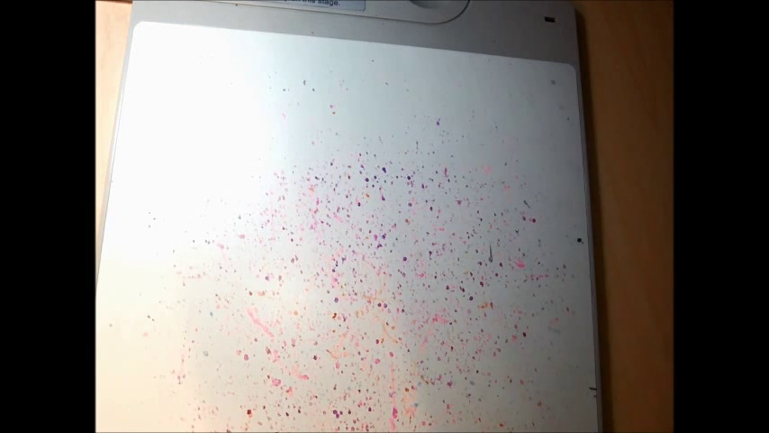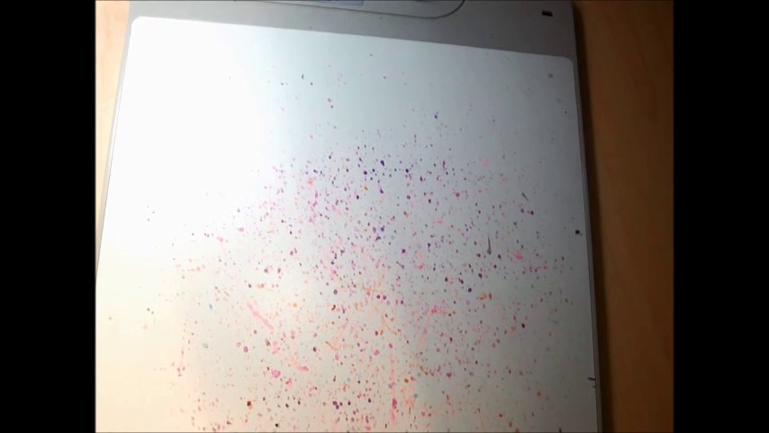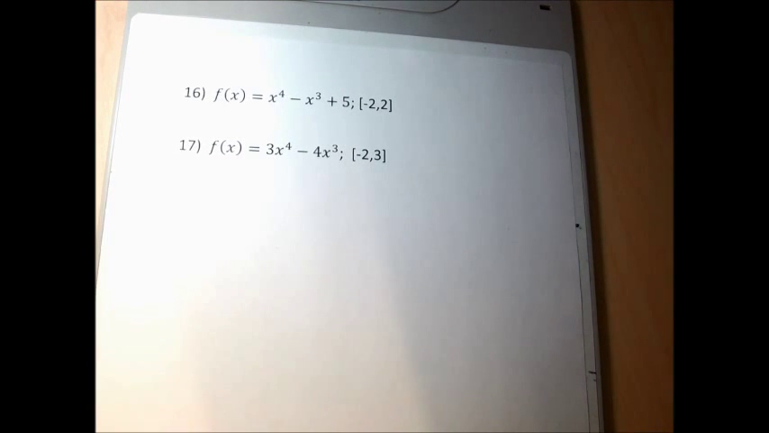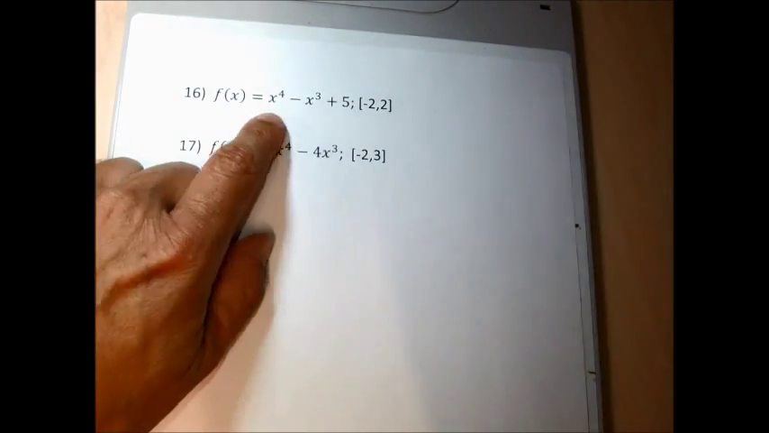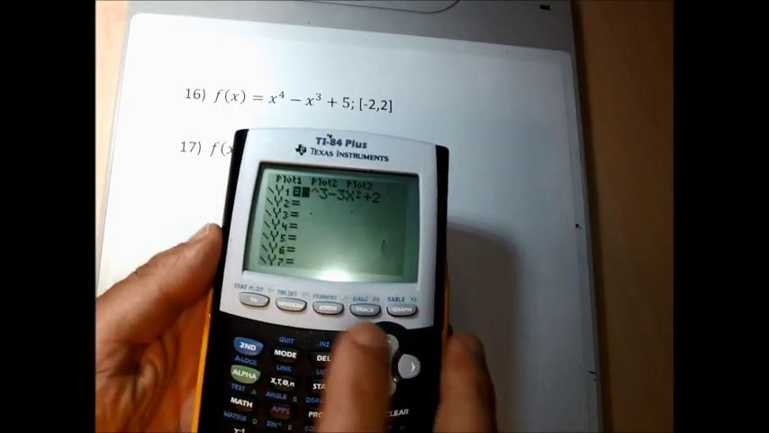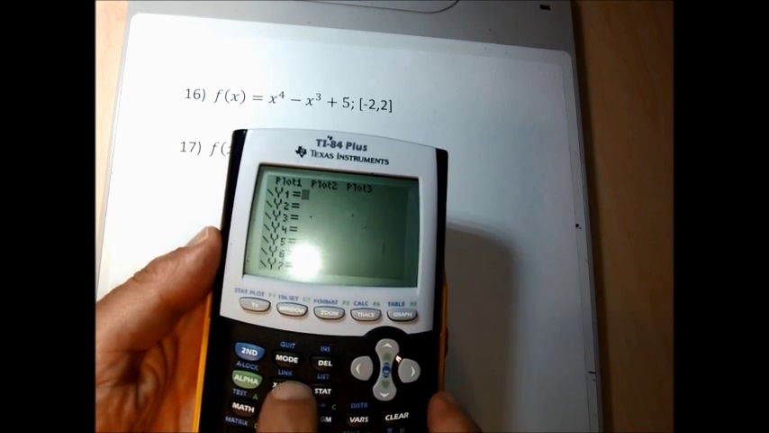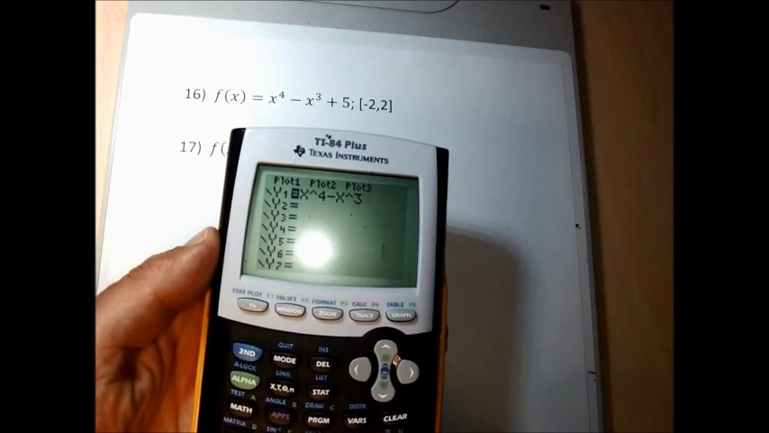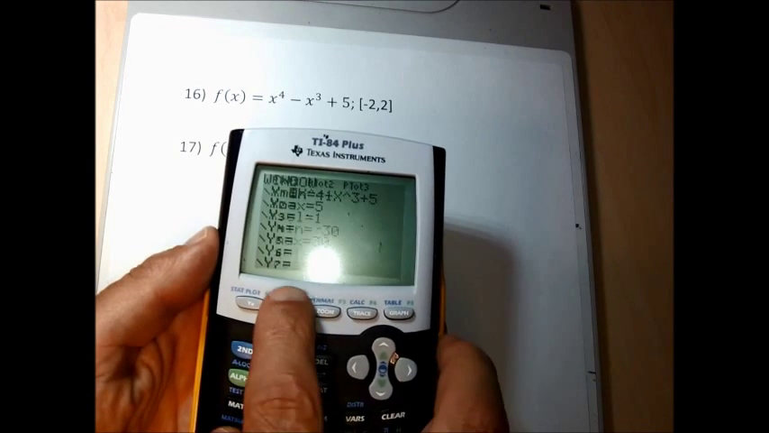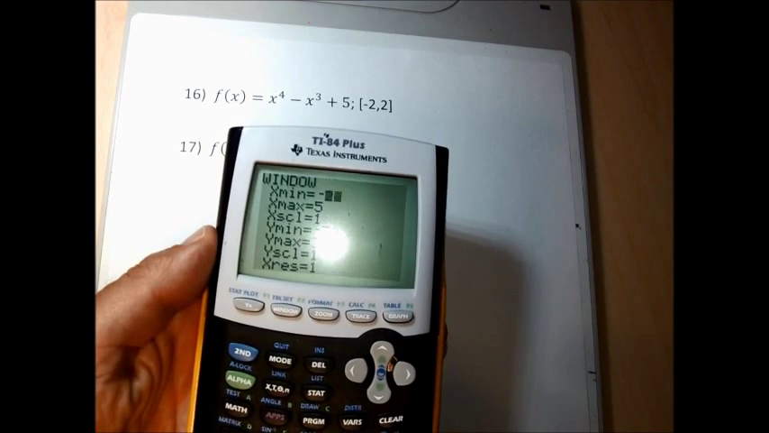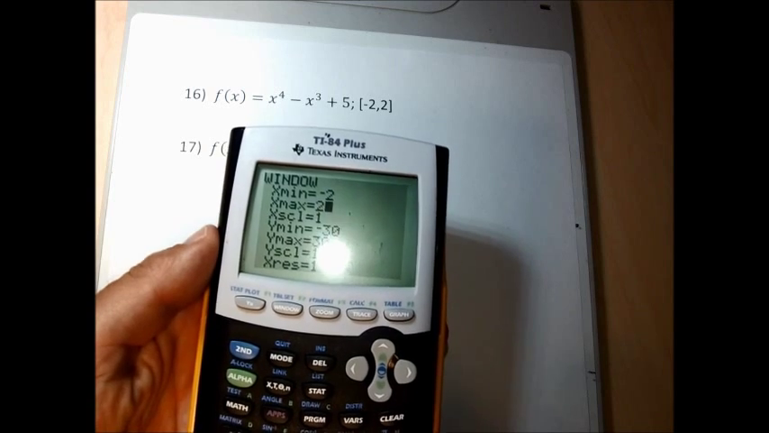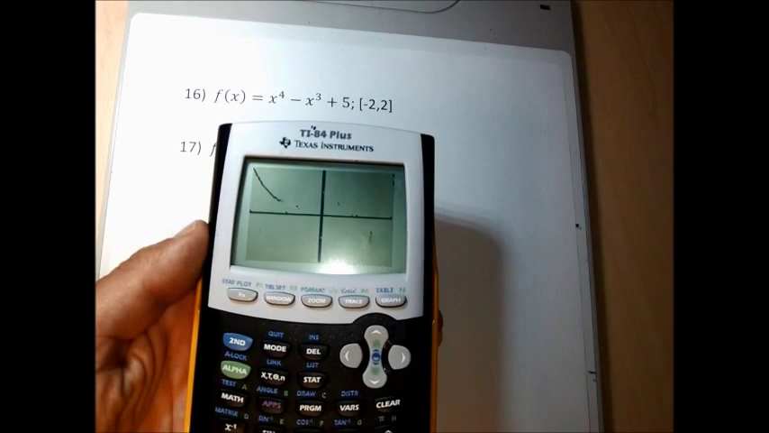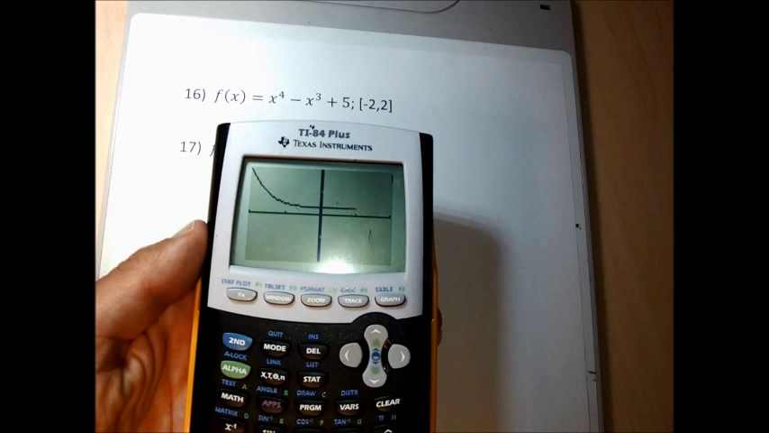Alright, 16 and 17, still in polynomials, which are nicer. So for 16, I graph this function between negative 2 and 2. So I go y equals, clear, x up arrow 4 minus x up arrow 3 plus 5, window x min negative 2, x max 2. I don't know if those y's at 30s are good, but I'm going to leave them there. And when I sketch a graph, that's probably a decent enough window.